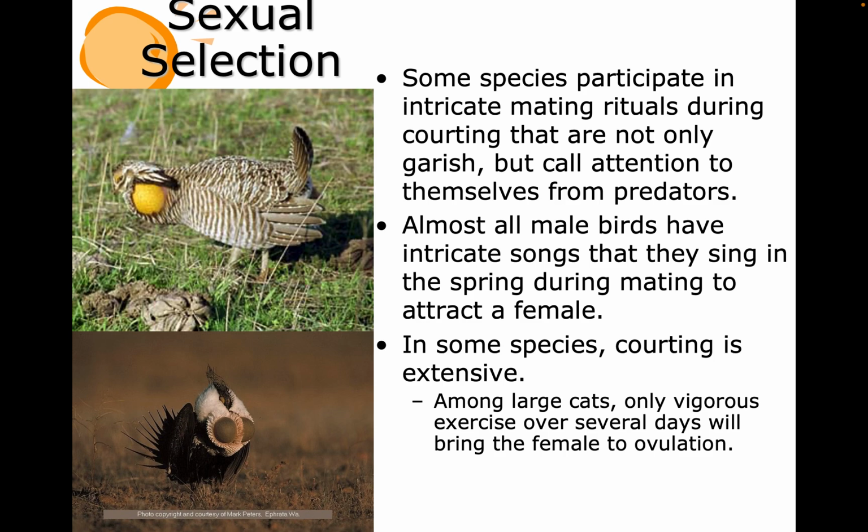Almost all male birds have intricate songs that they can sing in the spring during mating to attract a female. In some species, courting is extensive. Among large cats, only vigorous exercise over several days will bring the female to ovulation.